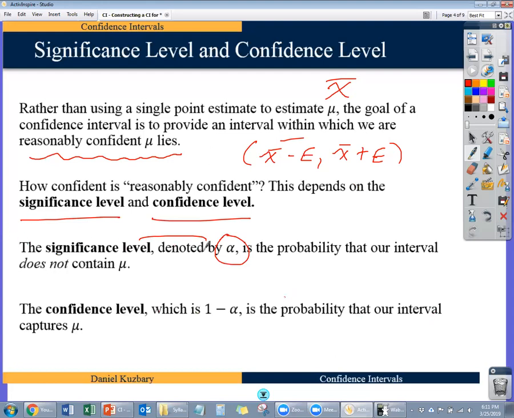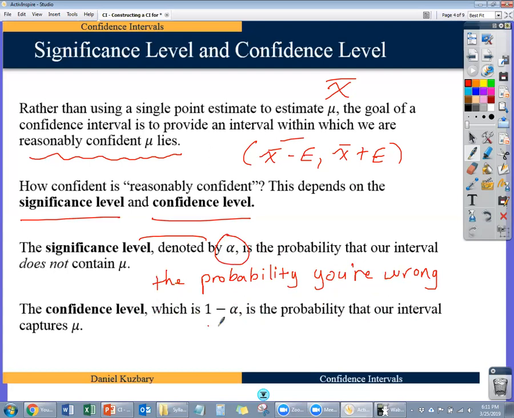So the significance level is that probability that I make an interval and it doesn't capture mu. You can think of this as the probability that you're wrong once you make your interval. That's how I like to think about the significance level. In other words, I make an interval and go through all the work and it turns out mu's not actually in there. This is the chance that mu's not in there, the chance that I put my interval in the wrong spot.